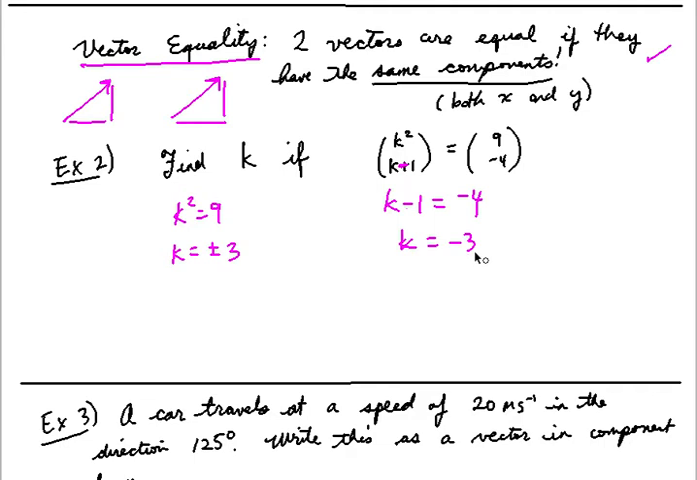Okay, now I have k equals minus 3, and so here I had two possible solutions, and here there's only one solution. So which k value will work? Well, it's obviously going to be the k equals minus 3. So k equals minus 3 would be the one that works for both the x component and the y component. Okay?